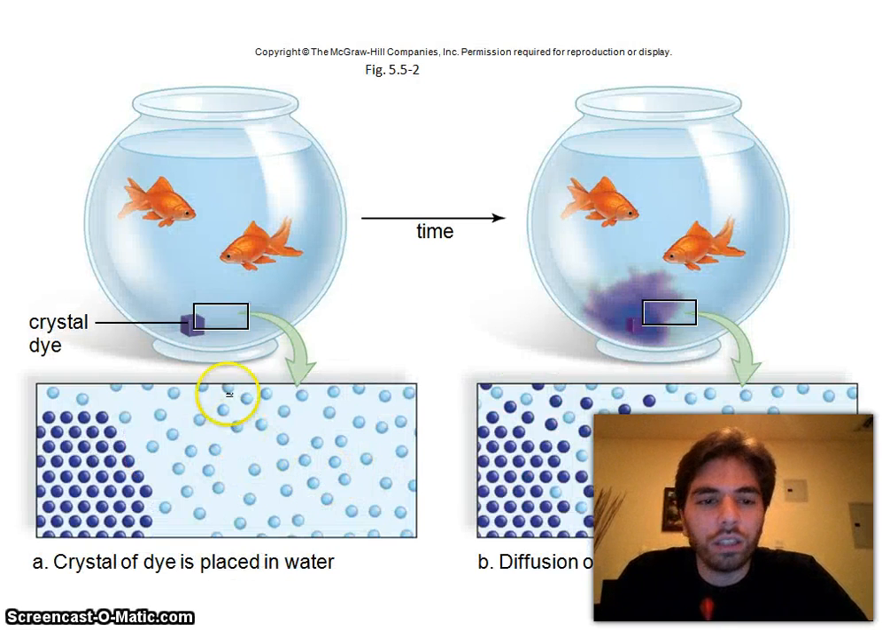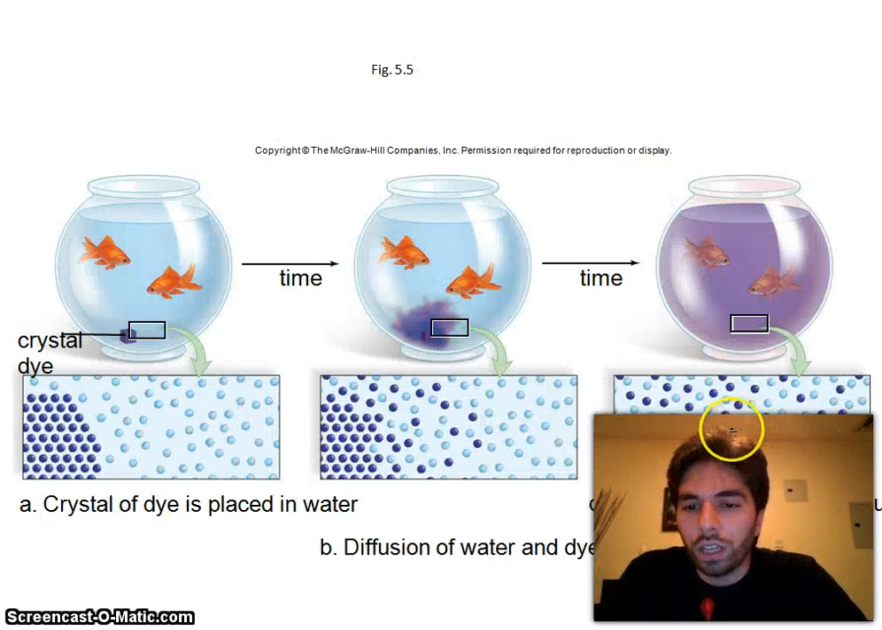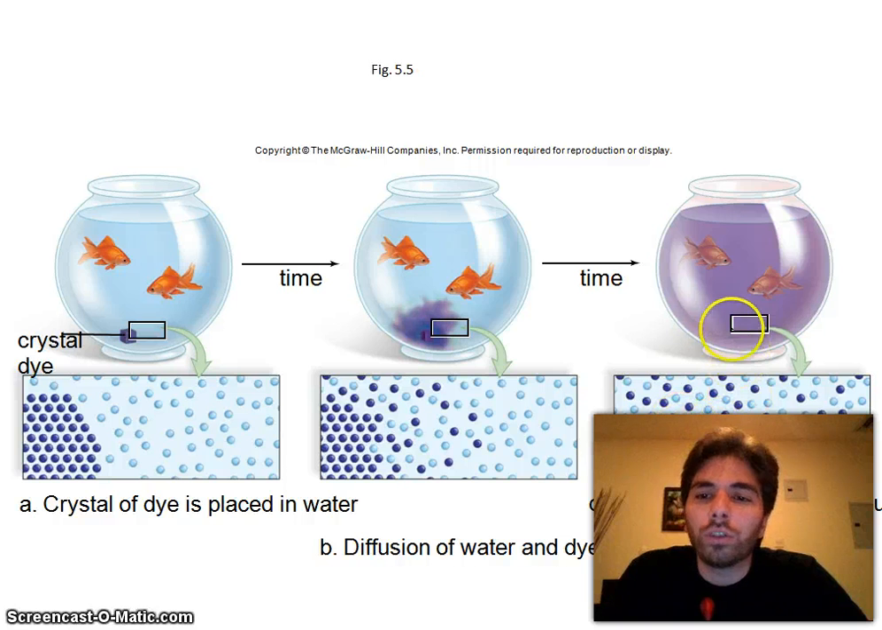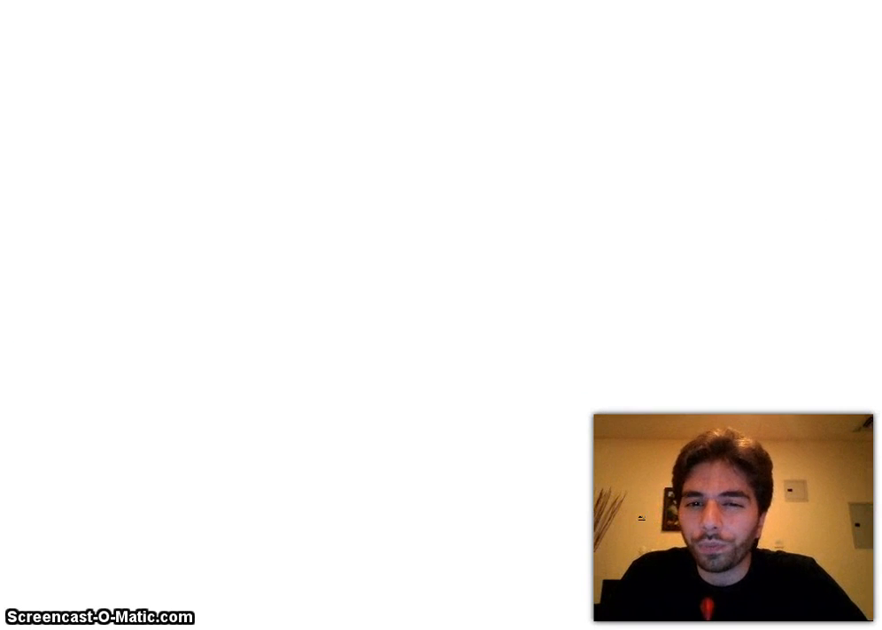And with time the crystal dye will start to spread around from an area of high concentration to an area of low concentration until it's equally distributed, which means if I take a rectangle here or this one, I will find the same amount of crystal dye spread out in the same way. Does that mean they're not moving? No, they're still moving, but we say they have equal distribution or they are in equilibrium.